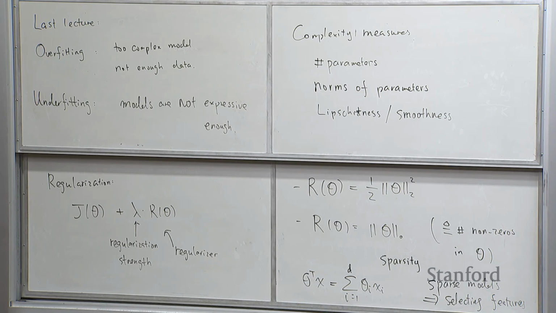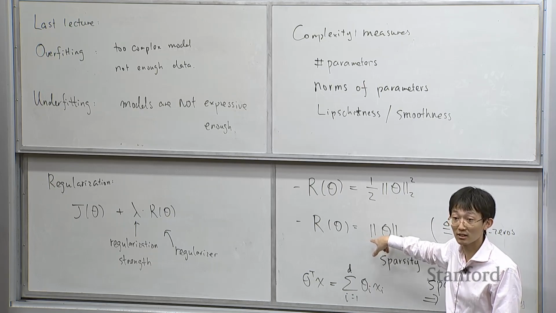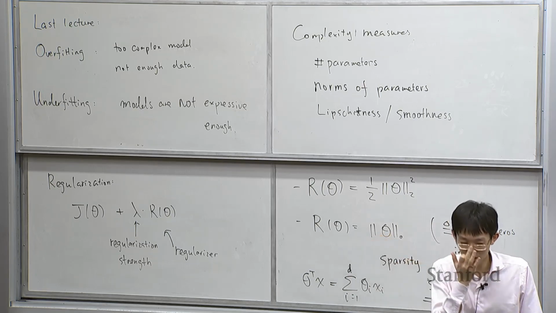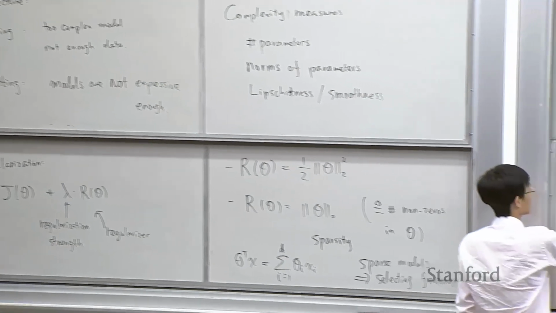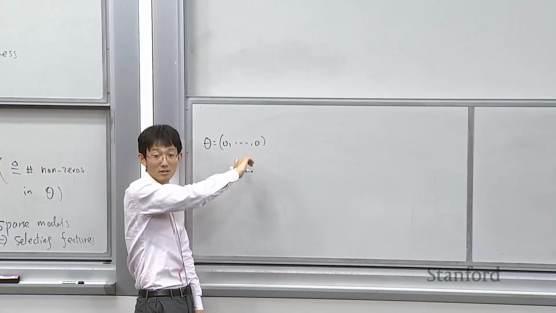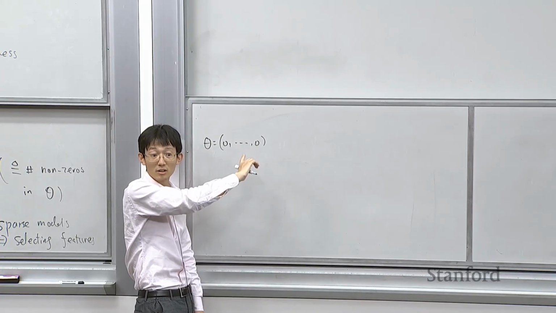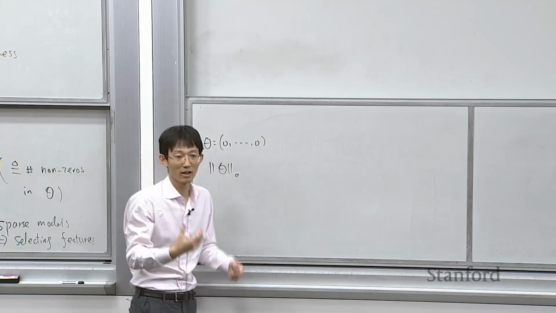However, you may have realized that this regularizer as a function of theta, this sparsity one, is not differentiable. You're just counting how many non-zeros there are. Suppose you have theta that is just 0, 0, 0, and you make an infinitesimal change in any of the coordinates. You are going to change the value of this function by a lot. So that's why it's not differentiable.